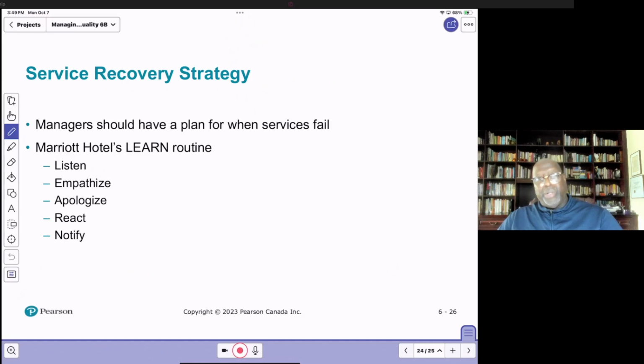One of the things that's also important in service delivery is that when you fail, you have to try to recover the customer, and it's very important that not only you deliver good services, but that you have a strategy for recovering a customer. Because remember I mentioned about winners and losers. Well, there are service winners and there are service losers. The same way there are product winners and product losers. So when things don't go quite right, you have to have a strategy in place for recovering that customer. So managers should have a plan when services fail. Listen, empathize, apologize, react, and notify the customer.